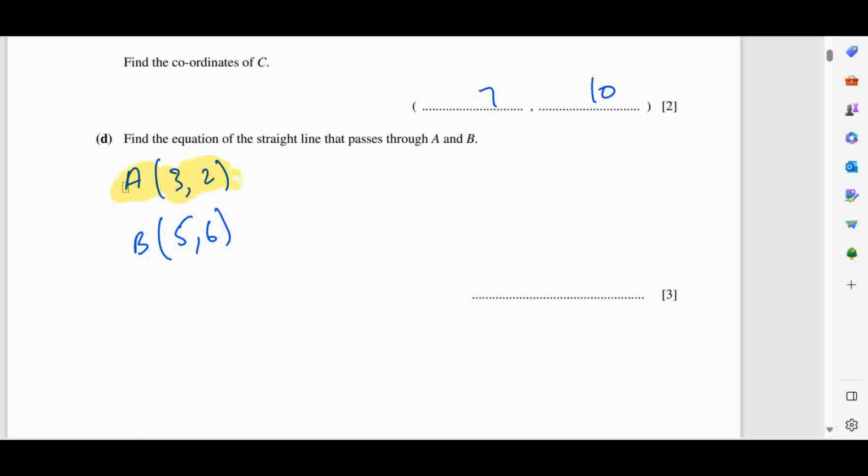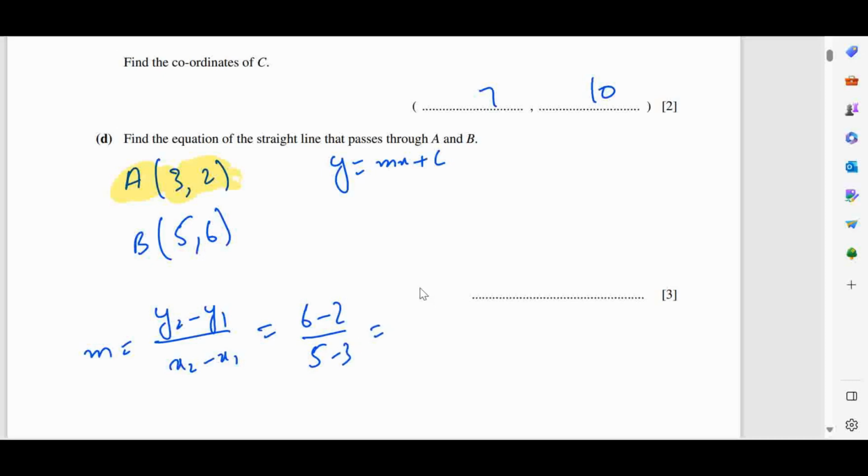First of all, we need to find the gradient. The gradient will be y2 minus y1 divided by x2 minus x1. The equation of a straight line will be y is equal to mx plus c. So the gradient will be 6 minus 2 divided by 5 minus 3. So this will be 4 by 2, which is 2. So 2 will be the gradient.